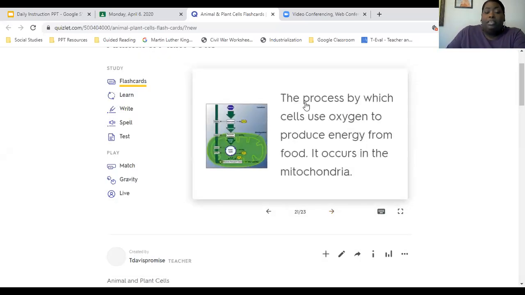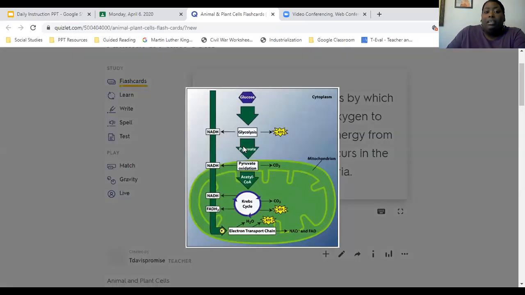Cellular respiration. So cellular respiration is the process by which cells use oxygen to produce energy from food. It occurs in the mitochondria. And so it's really, really complex. I just wanted you to see it. And we're not going to go into details about it, but I really just wanted you to see the process, how glucose is broken down through each stage, the glycolysis and the pyruvic oxidation through the Krebs cycle. Ms. Davis always wants to expose you guys to more and more material because I know that I have some future scientists and engineers in my class.